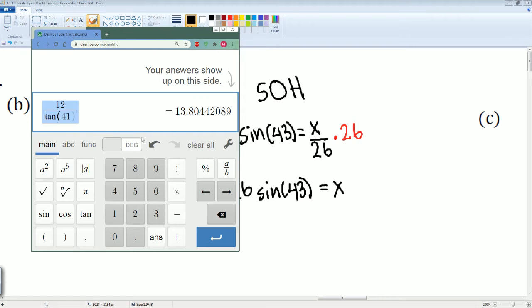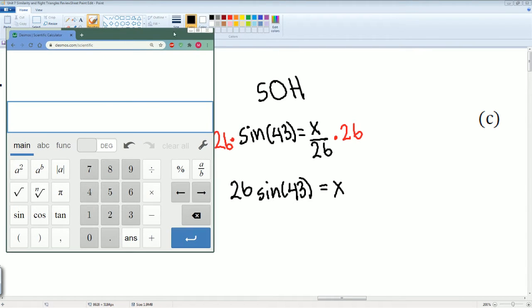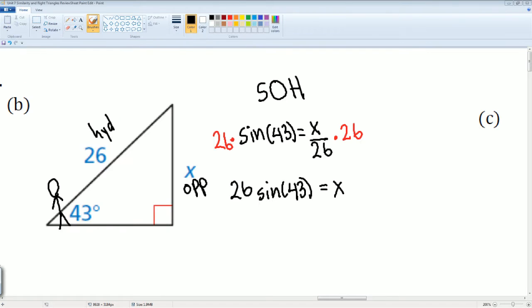I pull up Desmos. I type in 26 times sine 43. That gets me 17.7. So I can say x is approximately 17.7.